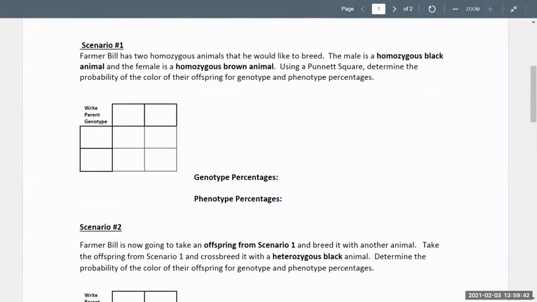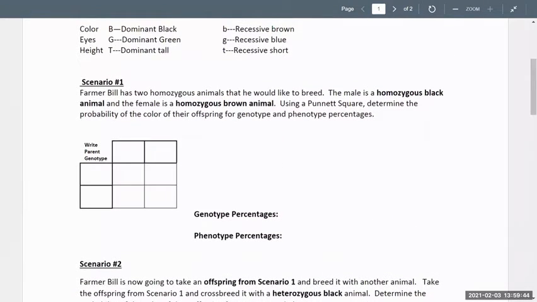Okay, for scenario 1, first step is always to read our word problems. So here we have Farmer Bill has 2 homozygous animals that he would like to breed. The male is a homozygous black animal, and the female is a homozygous brown animal. So using a Punnett square, determine the probability of the color of their offspring for genotype and phenotype percentages.